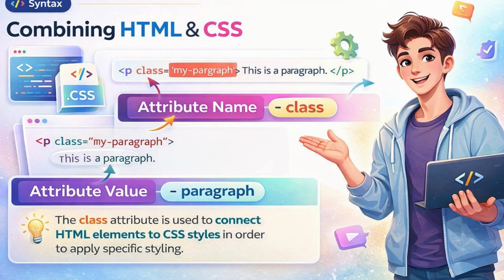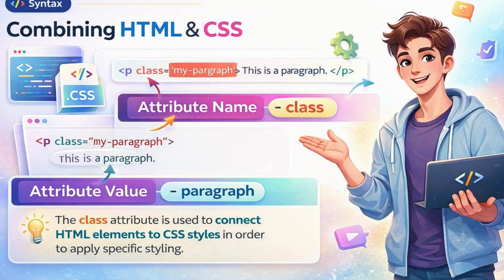Now things are getting exciting. Let's see how HTML and CSS work together like a perfect team. In this example, we use something called a class attribute. Inside the paragraph tag, we write class equals my paragraph. This is like giving a name or label to that paragraph. Now in CSS, we can use this class name to apply styles.